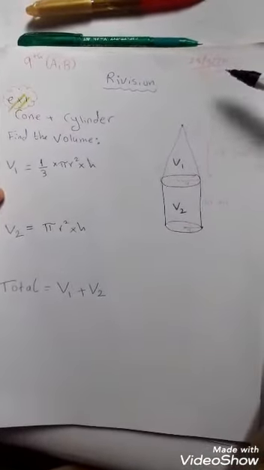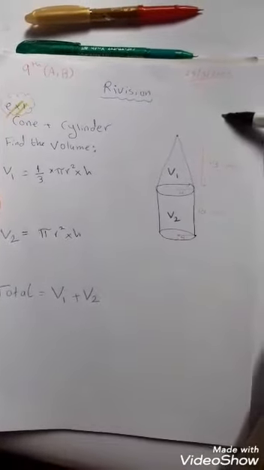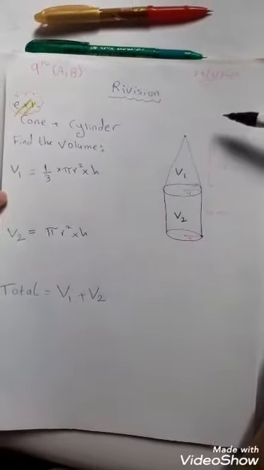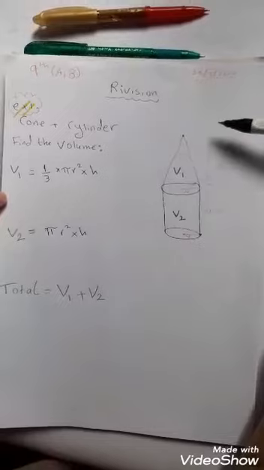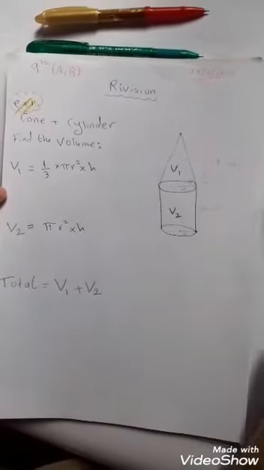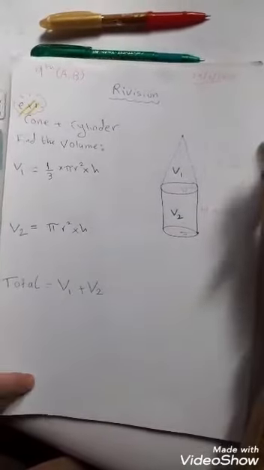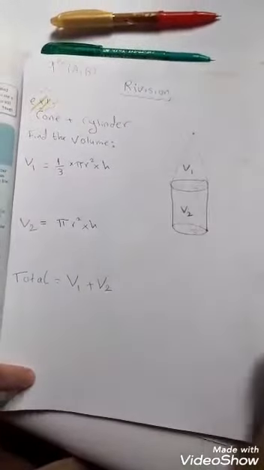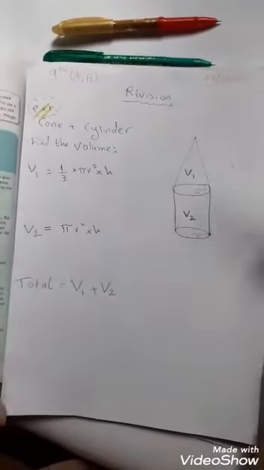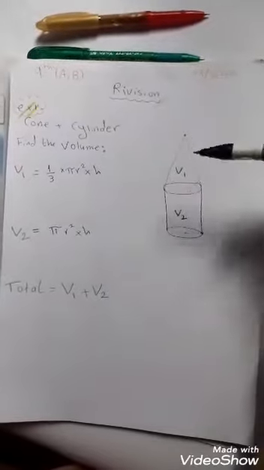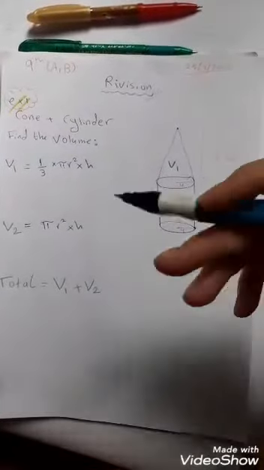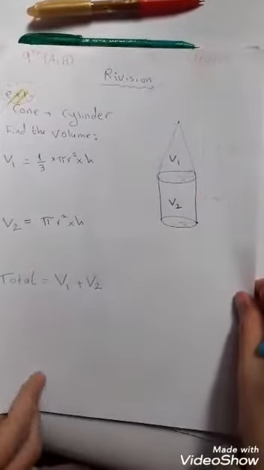We talk about how to find the volume and the surface area of prisms, cylinders and cones. Our lesson today is about revision. I'll give you some examples of how to find the volume and the surface area of some shapes.